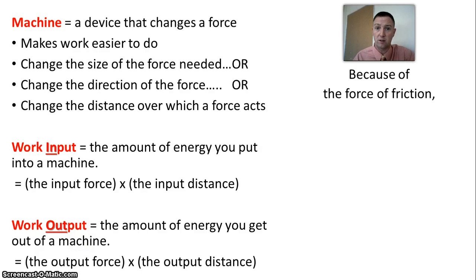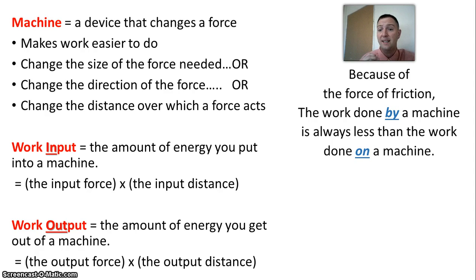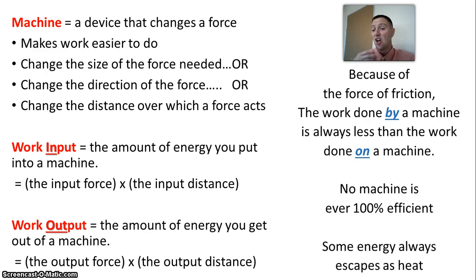So because of that nasty force called friction, that force that opposes the motion of an object, the work done by a machine is always less than the work done on the machine. So the work that I put in is always greater than the work that I get out. Why? Because some energy is always lost as heat. As parts of the machine rub together, that causes friction, okay? And some of the energy that I put in has to go to overcome that force of friction. Therefore, no machine is ever going to be 100% efficient. That's going to come later. We'll talk about efficiency. But when I talk about machines, machines have parts. Those parts rub against each other. That friction causes loss of energy in the form of heat, sound, light, other things. So the work out is always less than the work in.